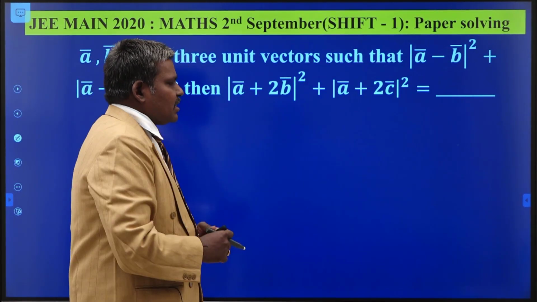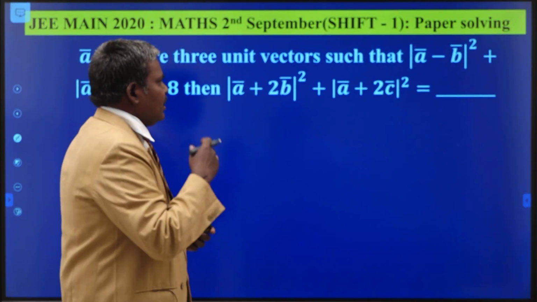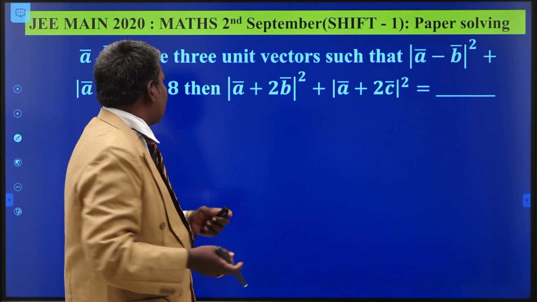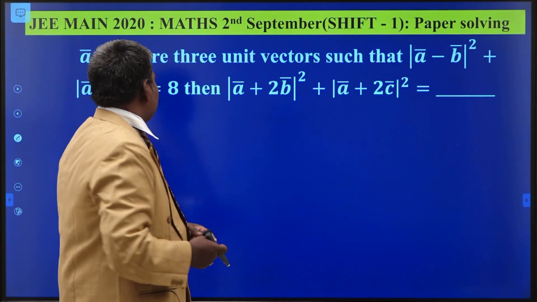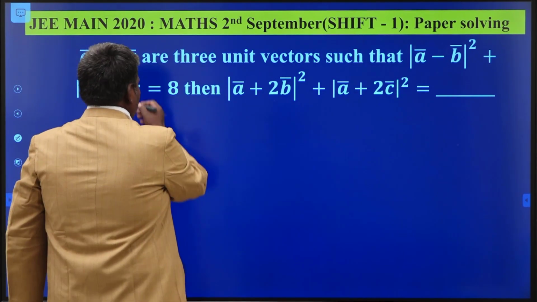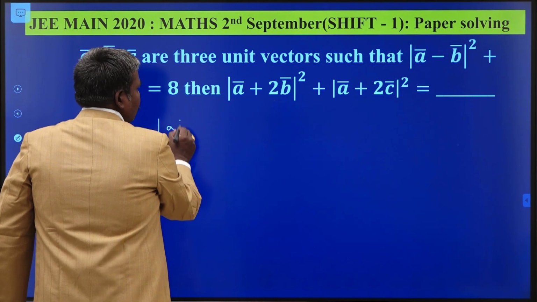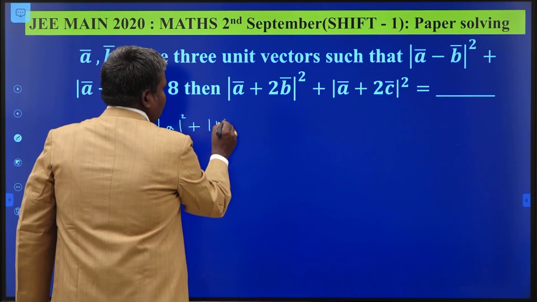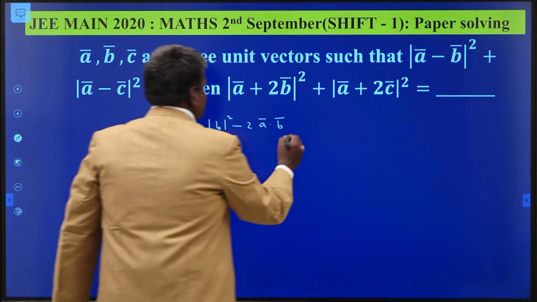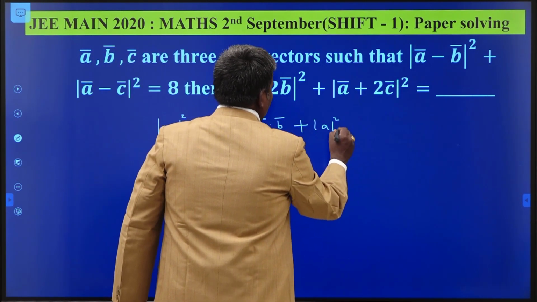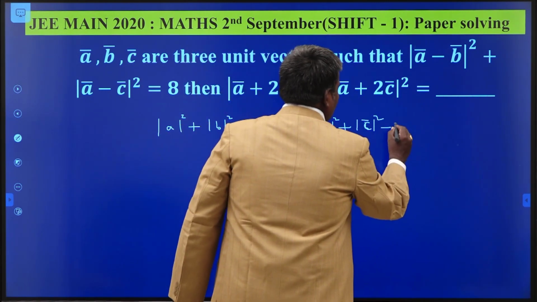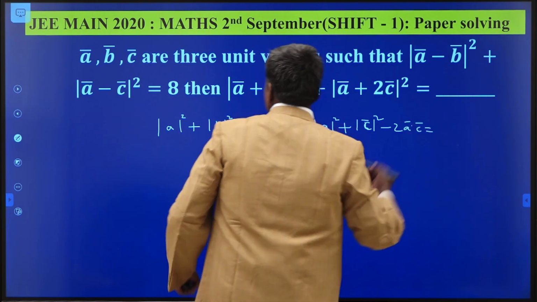All of you know that modulus of a bar minus b bar whole square is nothing but modulus of a bar square plus modulus of b bar square minus 2 times a bar dot b bar. a, b, c are what? Three unit vectors. Mod a bar equals mod b bar equals mod c bar equals 1. Now I would like to expand this. Modulus of a bar square plus modulus of b bar square minus 2 times a bar dot b bar plus modulus of a bar square plus modulus of c bar square minus 2 times a bar dot c bar is equal to what?